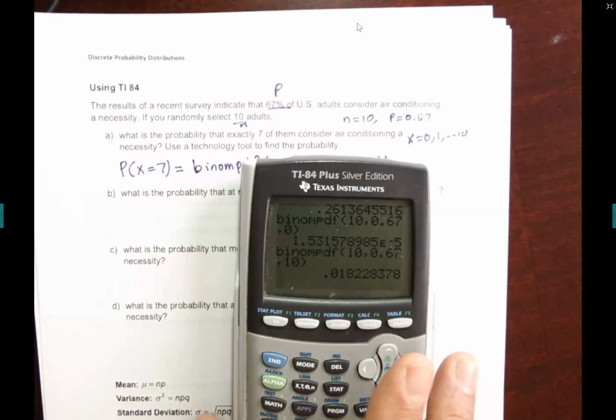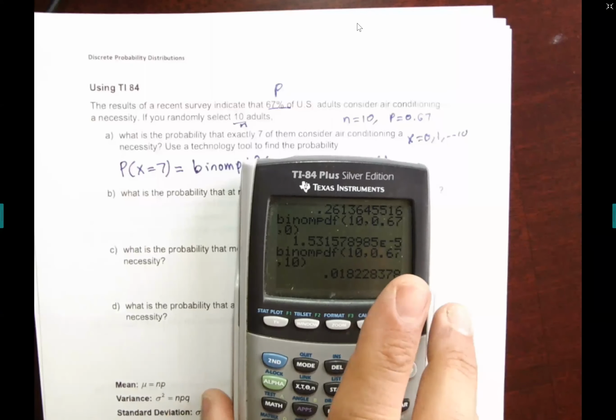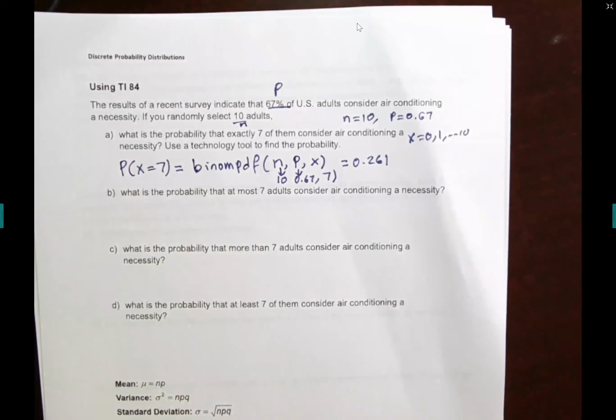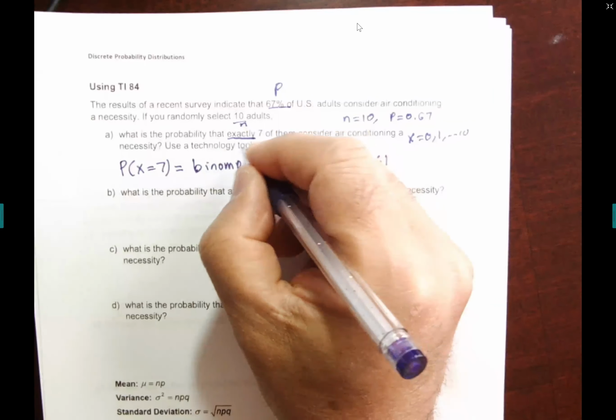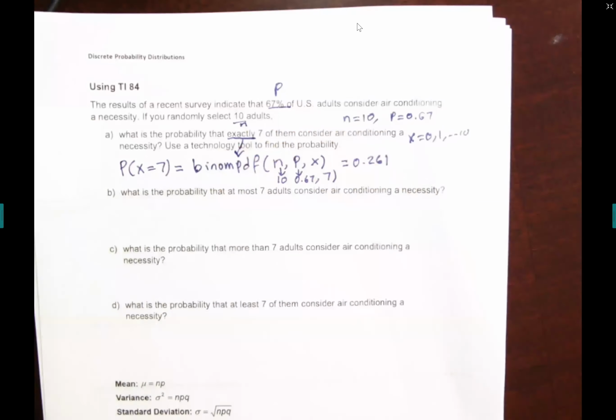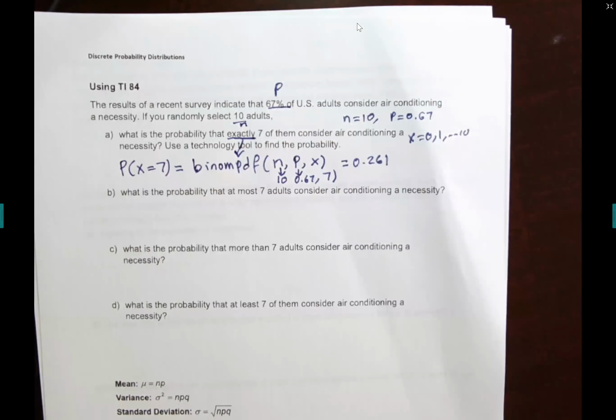Okay, so the binomial PDF, this is what I'm trying to say, guys. The binomial PDF is reserved only for questions that have the word exactly. So when you see this word right here, you right away know that you must use this formula. Now let's go to the next one.